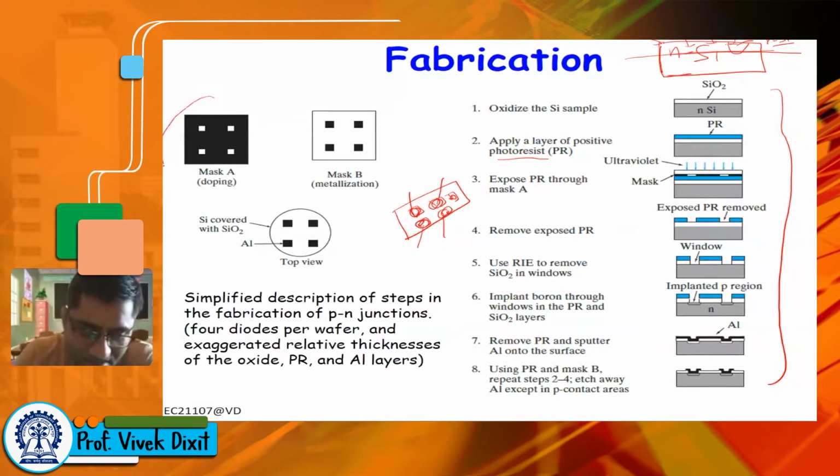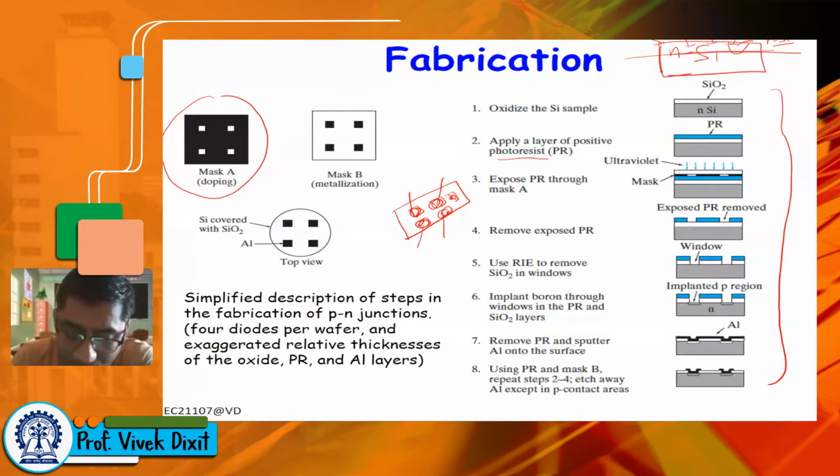You see here, this is the mask. In this mask, this black region is opaque and the white region is transparent. So UV light will pass through this transparent region and make the photoresist weak in these regions, right? Then of course we wash away the photoresist, and then we have the opening here.